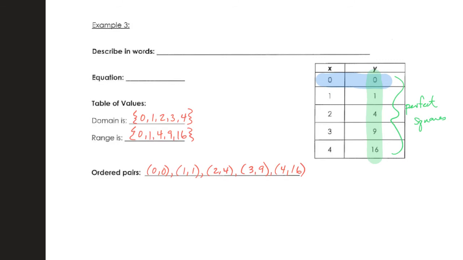And so maybe then we backtrack a little bit and we say, hey, well, 1 gave me 1, and 2 gave me 4, and 3 gave me 9, and 4 gave me 16. It looks like in all of these cases, my y value is the square of the x value.